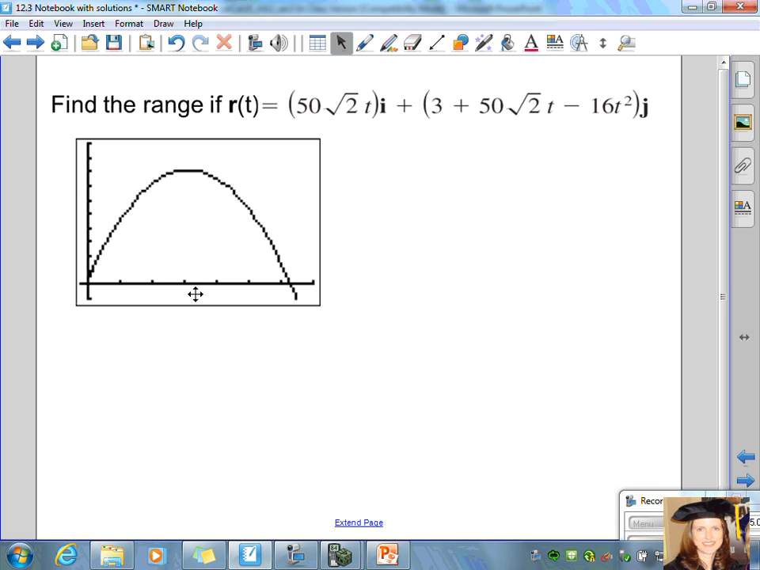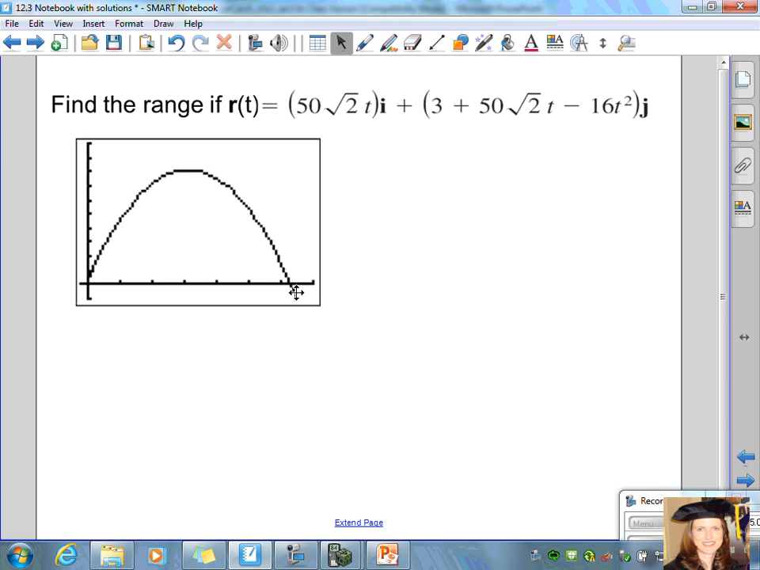The ball did reach its maximum height when the vertical component of the velocity vector valued function was equal to 0. And that was at about 2.2 seconds. Now to find the range, we want to find the location of this x-intercept. Where does the ball indeed hit the ground?